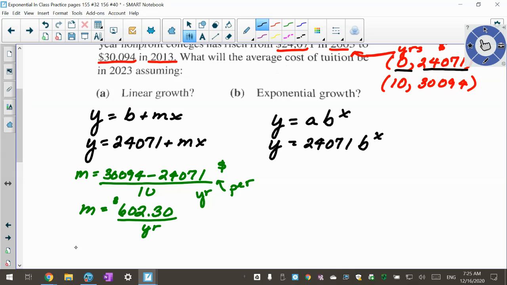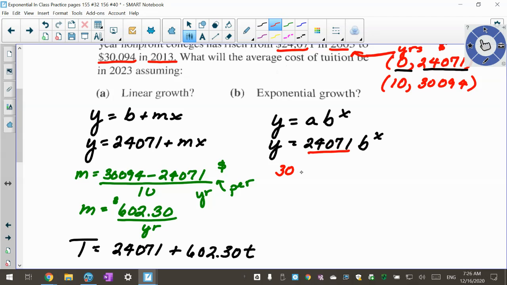So now my formula, I'll use T for tuition, is going to be: it started out at $24,071 in 2003, and it's growing $602.30 per year. I'll use a little t. So there's my linear formula if it was constant every year. All right. So now I'm going to come over here and do the exponential growth. Again, because I know my initial value of 24,071, I can just plug the other point in there. This makes it a lot easier to do. Let me erase that.